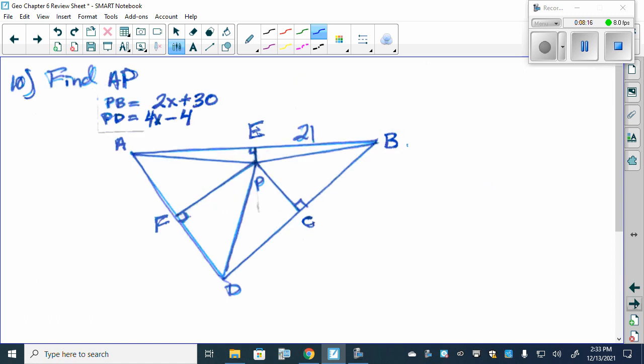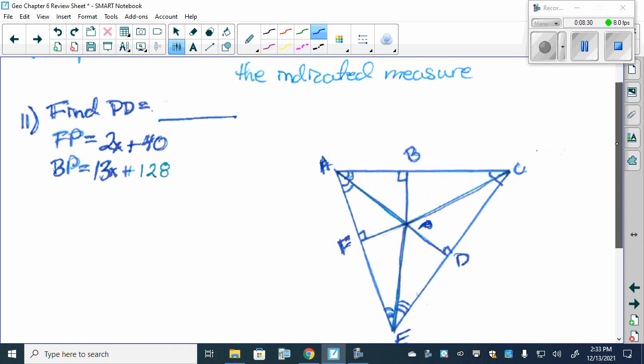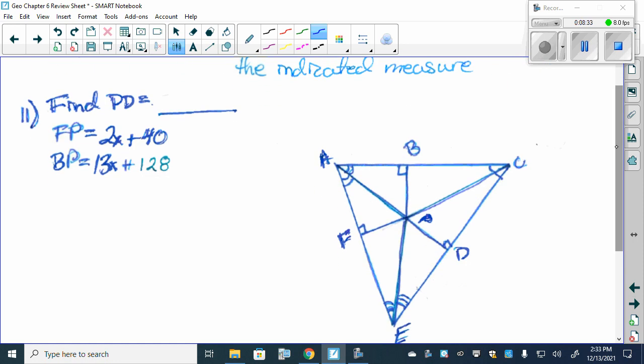Questions on number 10? We good with number 10? Questions on 11 or 12? Questions on how to do problems 11 or 12?